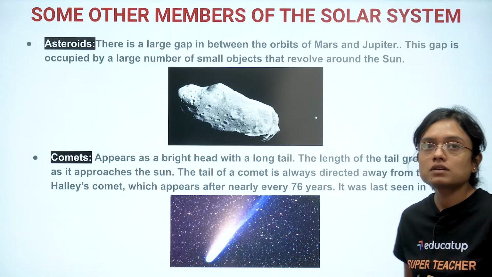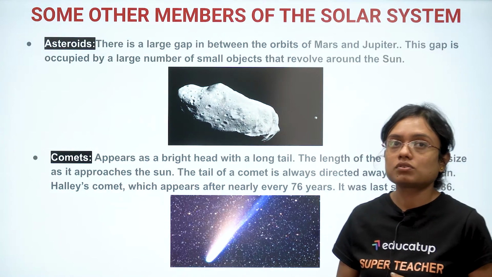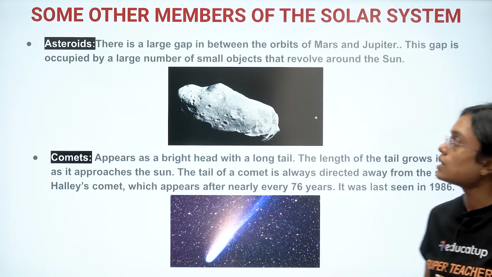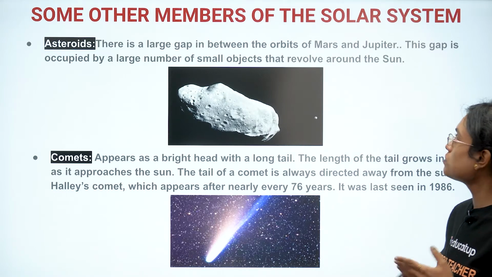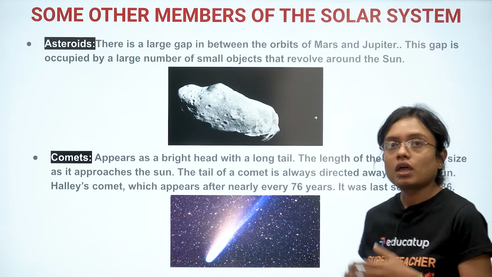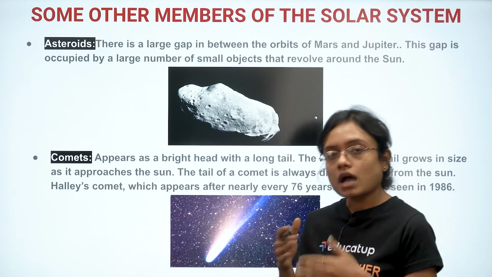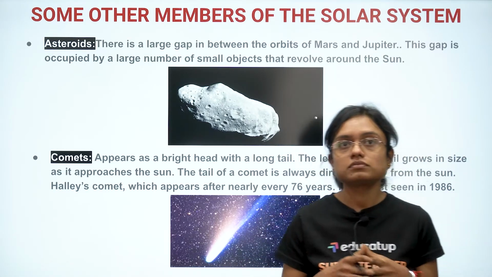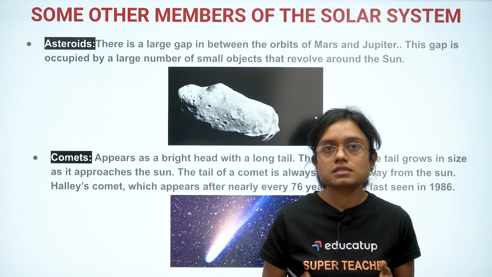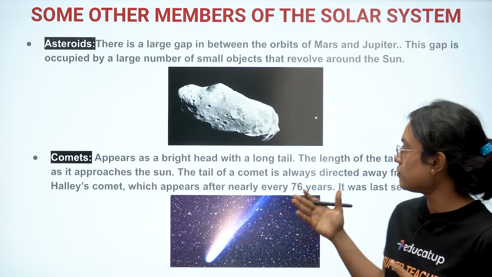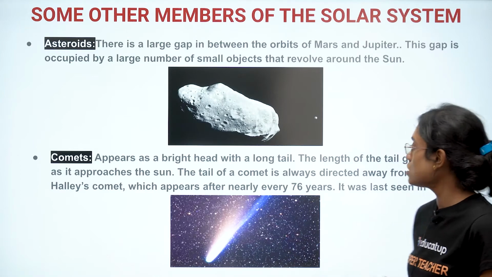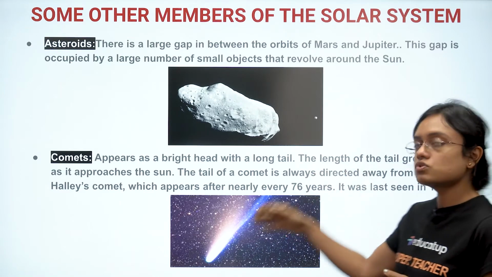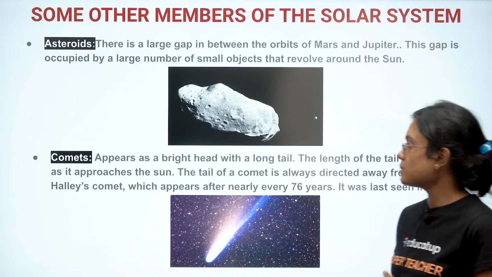Some other members of the solar system that we are going to discuss today are asteroids. There is a large gap in between the orbits of Mars and Jupiter. This gap is occupied by a large number of small objects that revolve around the sun. Then comets. Comets appear as a bright head with a long tail, as you can see in the picture. The length of the tail grows as it approaches the sun because the gases start melting.